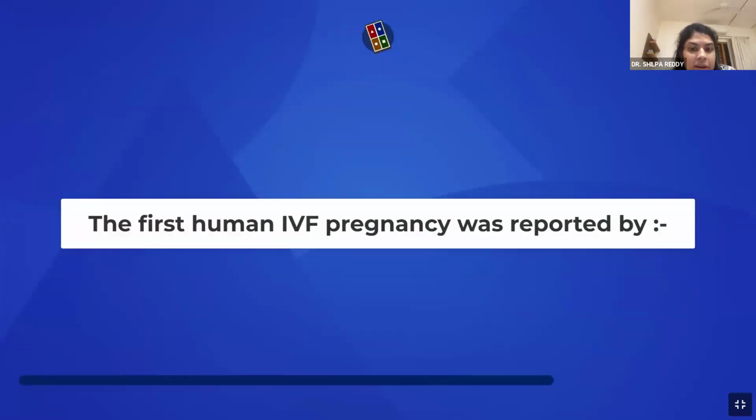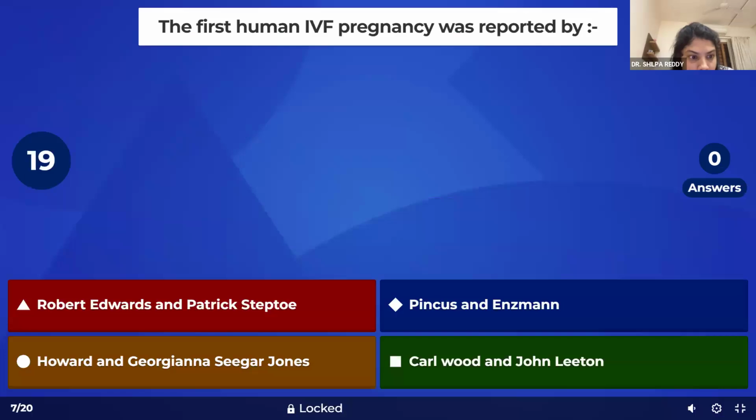The first human IVF pregnancy was reported by Robert Edwards, Patrick Steptoe, Pincus and Enzmann, Howard and Georgeanna Seegar Jones, or Carl Wood and John Leeton.